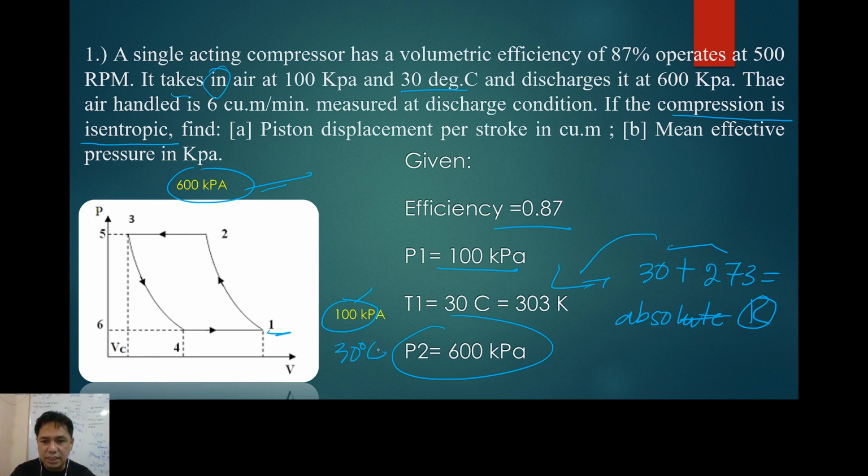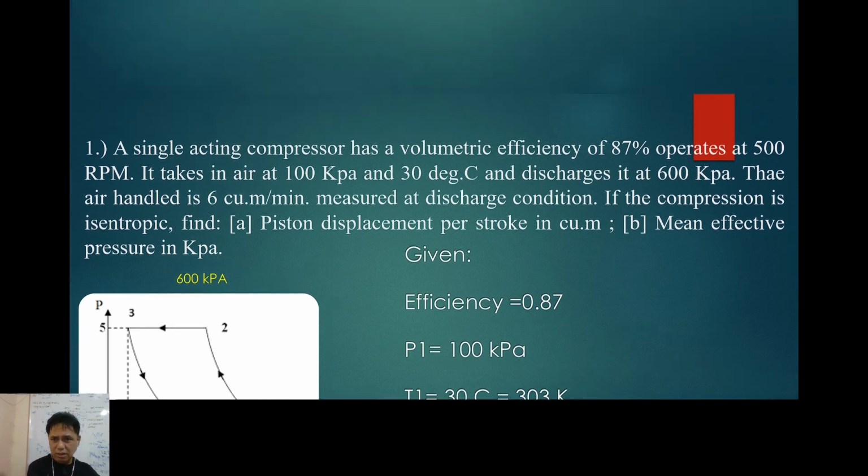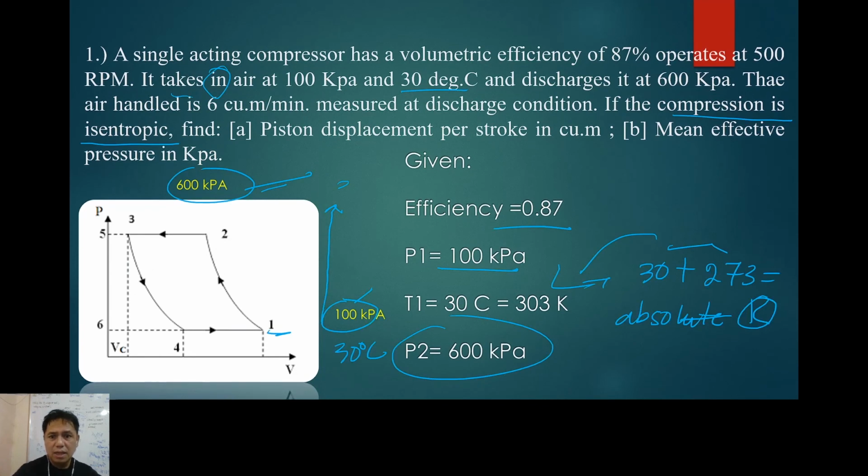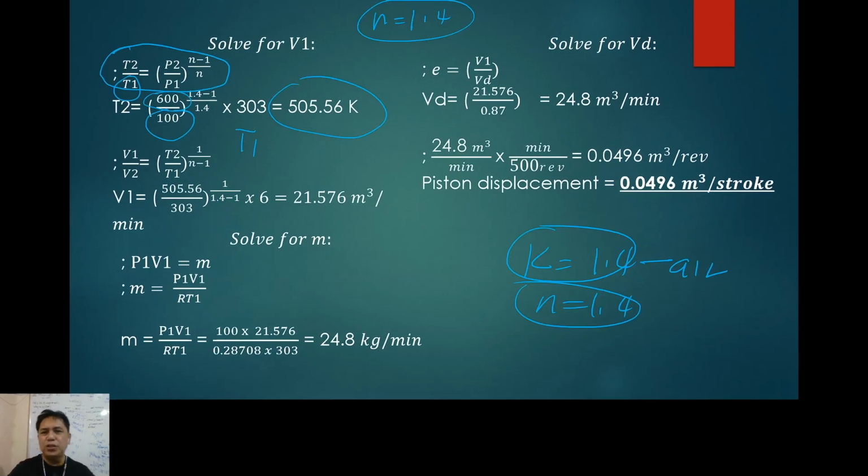So here is 30 degrees centigrade. When you compress isentropically, the 30 degrees centigrade becomes what? According to our calculation, 505.56 Kelvin, no? So you just have to minus 273, no? So 505 Kelvin. From what Kelvin is this? 303. So from 303 Kelvin at the suction, it becomes 505. From 100 at the suction, the pressure becomes 600, no? Because it's already compressed.